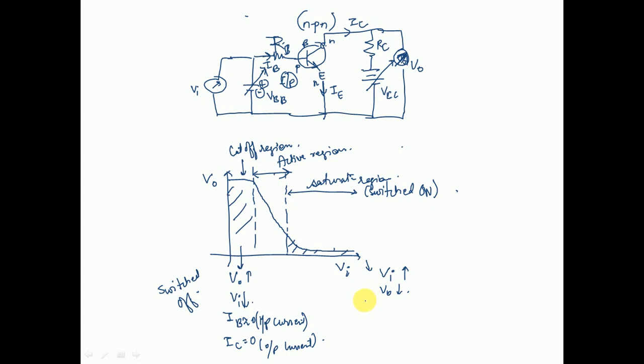Yes or no? Since the Vi is high, that means the emitter base junction is sufficiently forward biased. Now if there is sufficient forward biasing in the saturation region, then the collector current will flow. IC will flow and IB will also flow. Input current will flow, as a result output current will also flow. So the output voltage V0 almost decreases to 0.